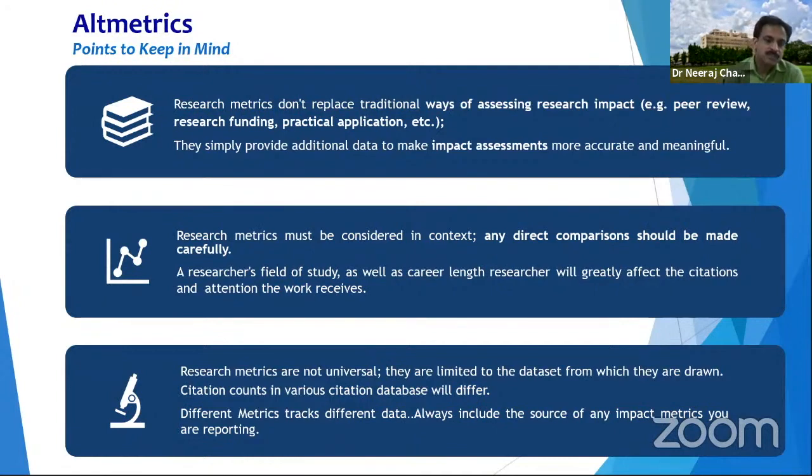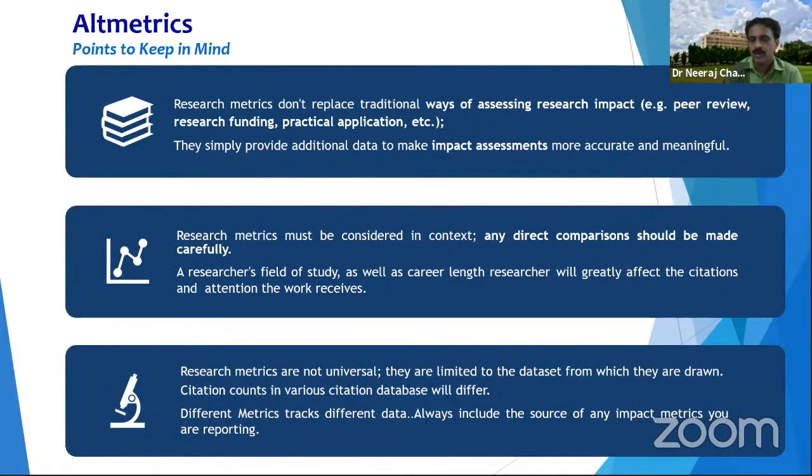So research metrics must be considered in context. Any direct comparison should be made carefully. If you are making any kind of comparison, you should make it very carefully. A researcher's field of study as well as career length will highly affect the citations and the attention the work has received. Research metrics are not universal. They are limited to the data set from which they are drawn. Citation counts in various citation databases will differ, and definitely the different metrics track data from different sources.